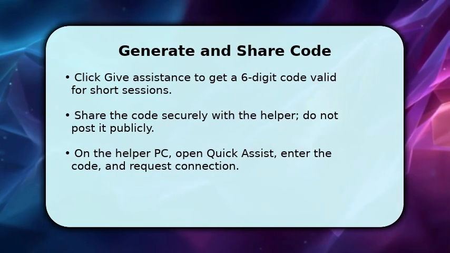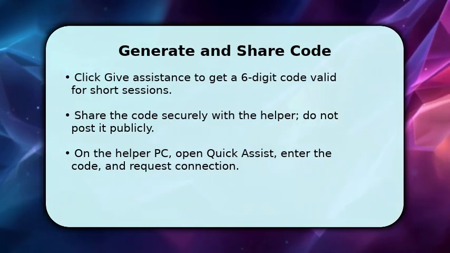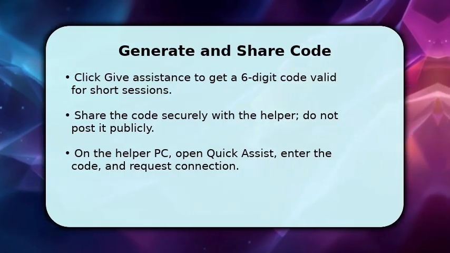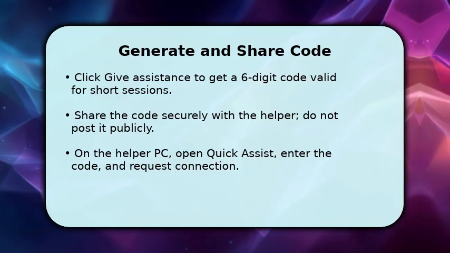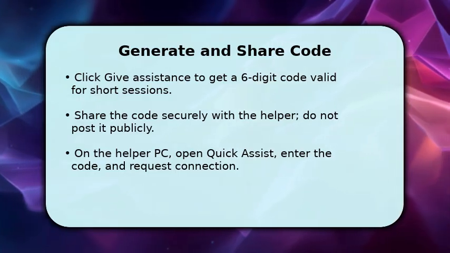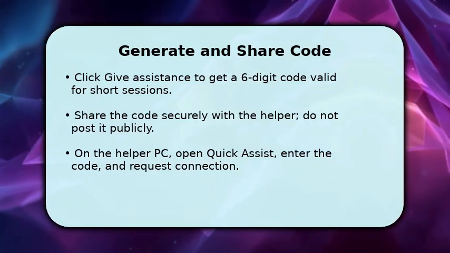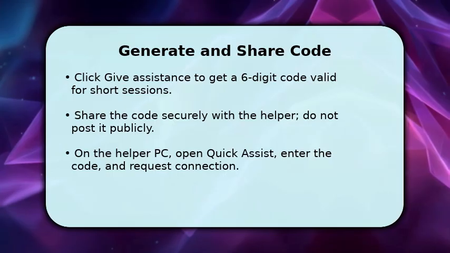Next, choose Give Assistance if you are the helper, or Get Assistance if you're the Home PC user. The helper will sign in with their Microsoft account, and Quick Assist will generate a 6-digit security code. Once you have the code, verbally or via a secure chat, send it to the other person. Make sure to confirm identity.